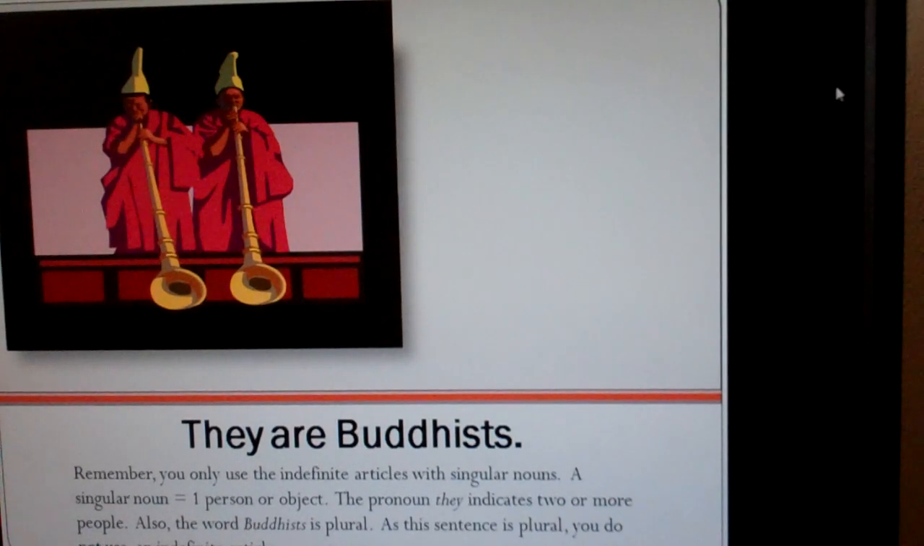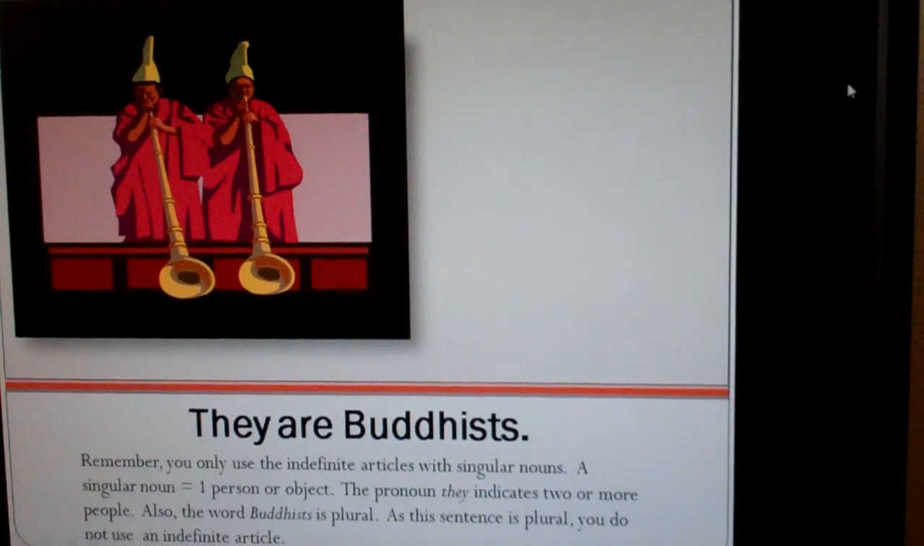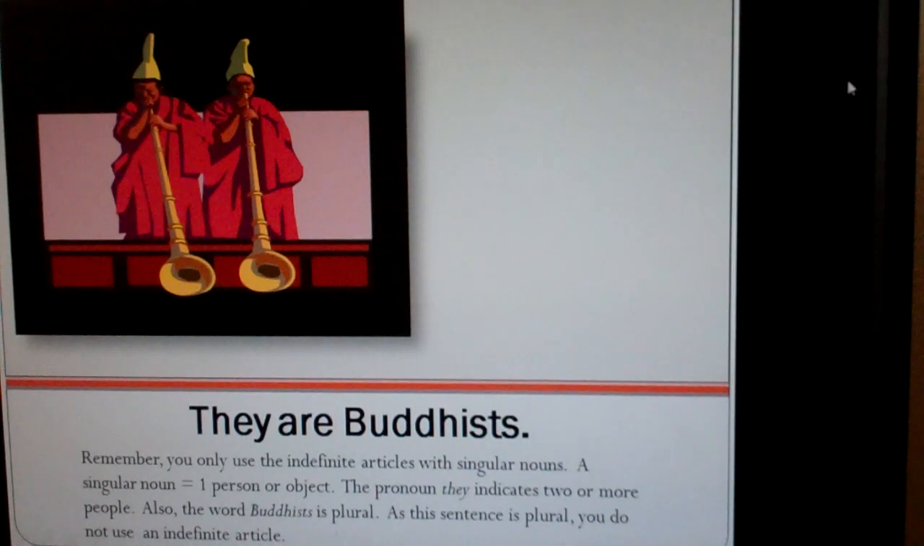They are Buddhists. Remember, you only use the indefinite article with singular nouns. A singular noun equals one person or one object. The pronoun they indicates 2 or more. Also, the word Buddhists is plural. As this sentence is plural, you do not use an indefinite article.